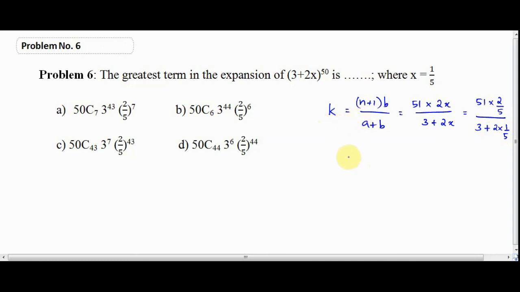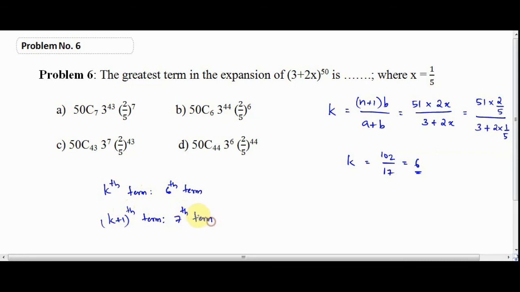Once you simplify this, we get the value of k as 102 divided by 17, that is 6. So the value of k is 6 and it is an integer, therefore it will have two greatest terms. This expansion will have two greatest terms. They are the kth term, that is the 6th term, and the second greatest term will be the (k plus 1)th term. The (k plus 1)th term will be nothing but the 7th term.